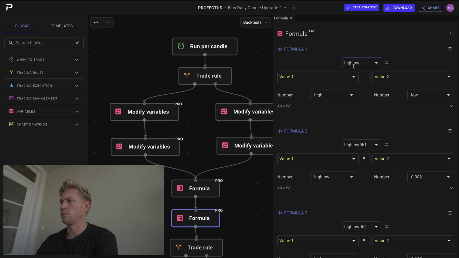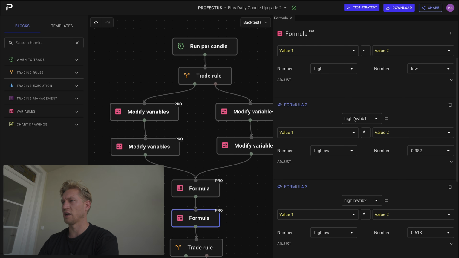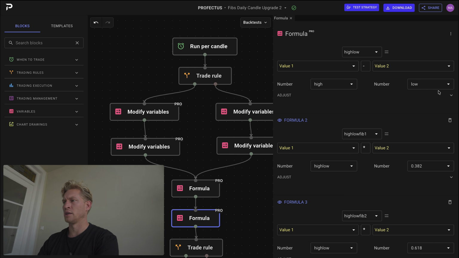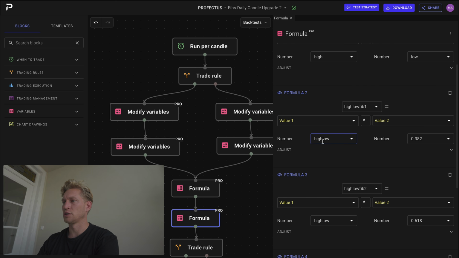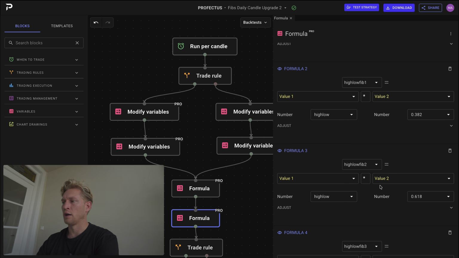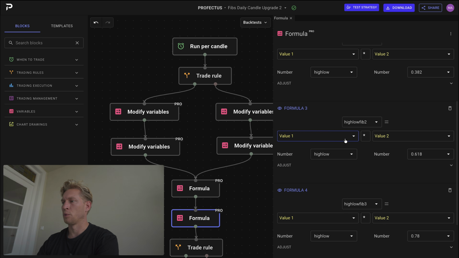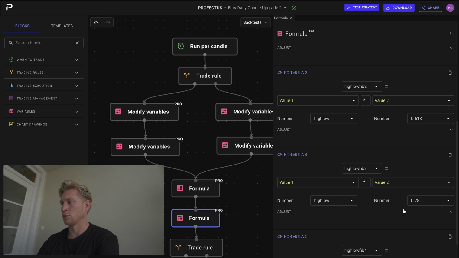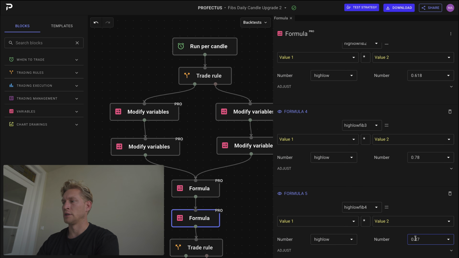What do we do? Well, then we're going to calculate the Fib levels. We have done that in the prior videos as well, so I don't really have to explain it more. But here you take the high minus the low, you give it a name and you write down the answer. That answer you multiply by 0.382, and then you have another answer, we call it high-low Fib 1. You can name variables whatever you want, but that works for me, so I remember. Then also the high-low answer that we calculated here, we are also going to multiply by 0.618 and also 0.78 and 0.27 to calculate the extension later on.